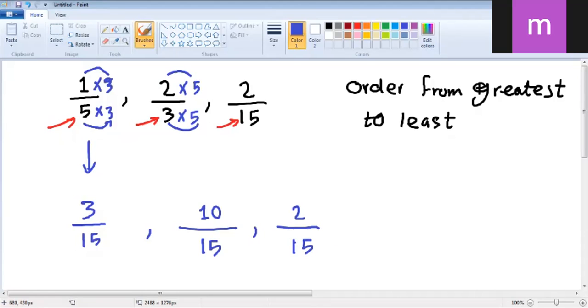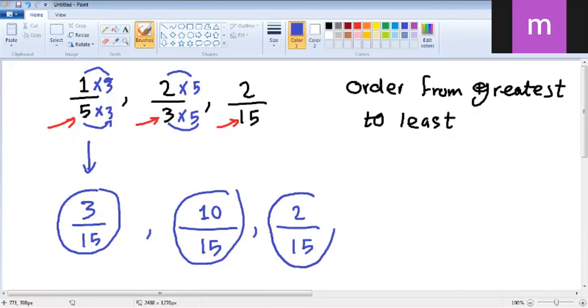What do you notice about the new denominators? Are they of the same denominator? Yes. So now we can order them from greatest to smallest. What is the biggest one? The one in the middle, 10 over 15. So that means 2 over 3 is the biggest one.